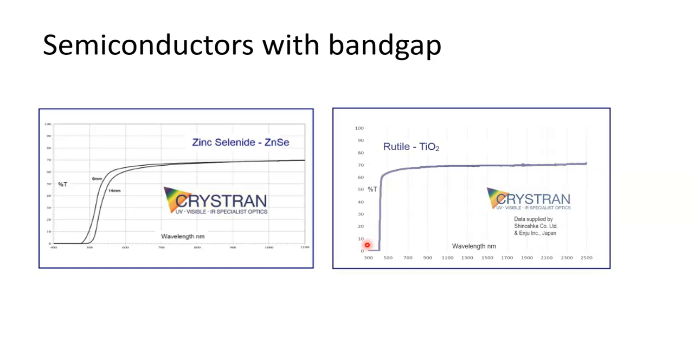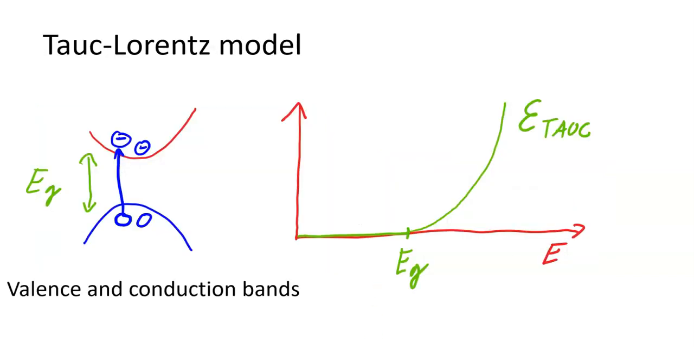Due to rapid change of loss near the bandgap, none of the variants of the Lorentz model are appropriate for these materials. However, one suitable model is called a Tauc-Lorentz model. In semiconductor technology, it's common to use energies, meaning that E is photon energy and Eg is the bandgap energy.